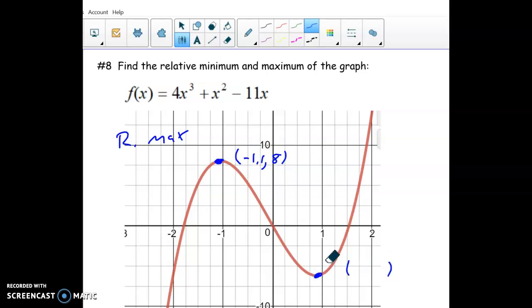All right, and then the one down here is pretty close to 1, so we'll call it 0.9. And then again, these are going up by 2.5, so this would be about negative 6, roughly. So about 1 and negative 6 is pretty close for that one.